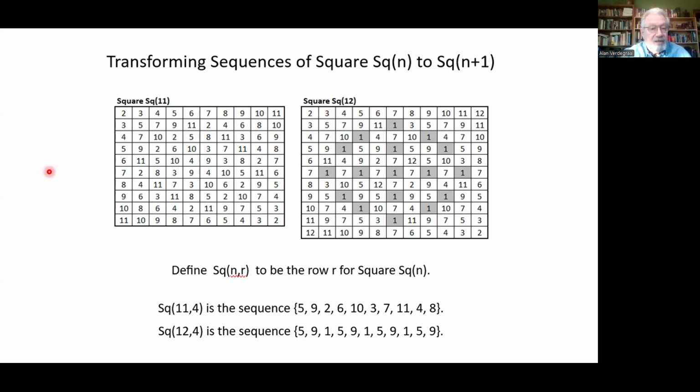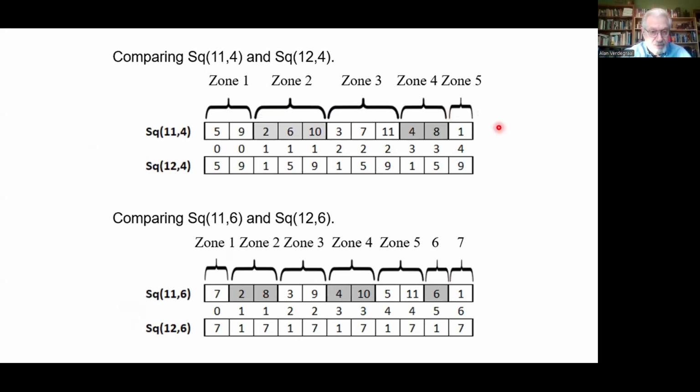We have SQ11, and we want to convert those sequences to the square SQ12, which has a pattern of ones. So there's no pattern of ones in SQ11, but somehow when we add 1 to n, we suddenly have a pattern of ones appearing. So I want to define a new term, square of nr, which is basically r is the row for the square of n. And I want to actually be looking at two rows. We can look at this fourth row over here and the fourth row over on the right. So let's put them on top of each other, and we can then see very clearly what is happening.